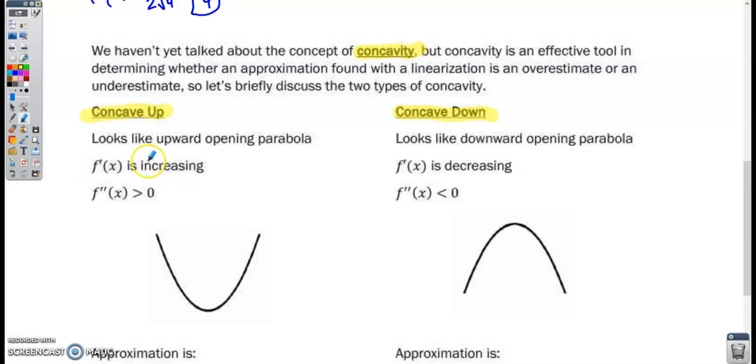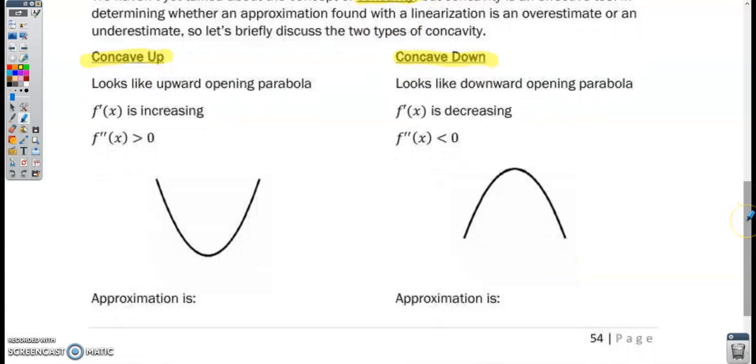The derivative of it is increasing over an interval, or the second derivative is positive. All of those things come from a curve being concave up. When a curve's concave down, it looks like a downward opening parabola. The first derivative is decreasing. The second derivative is negative. So all those things go with a curve that is concave down.